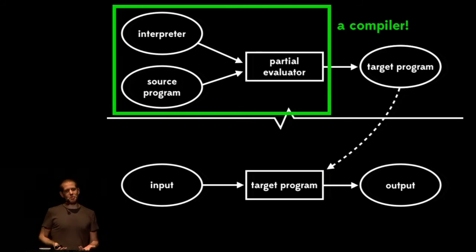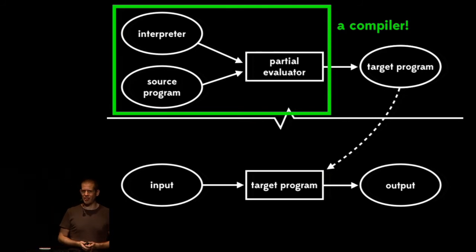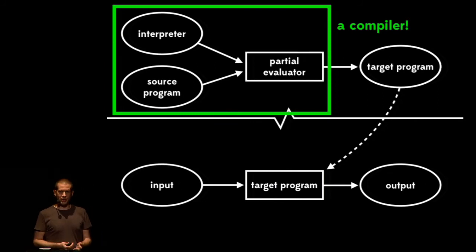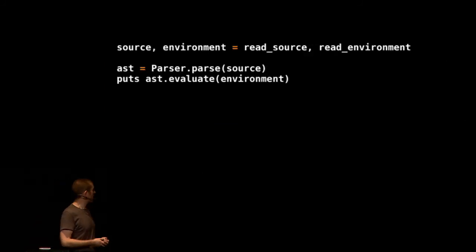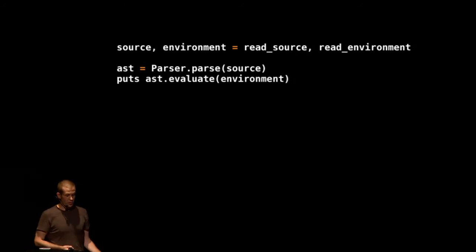Now, that seems a bit too good to be true. How does that even work? Let's go through a really quick example. So let's say that toy interpreter I showed you before, I filled it out a little bit more. We don't have the parser here, and we don't have all of the evaluate methods.